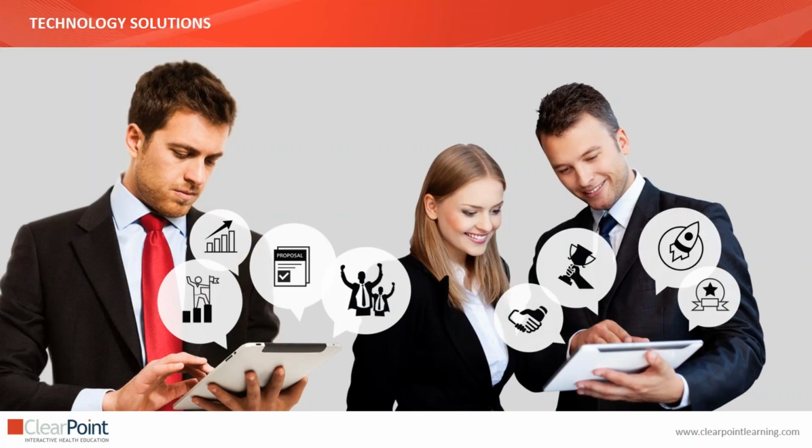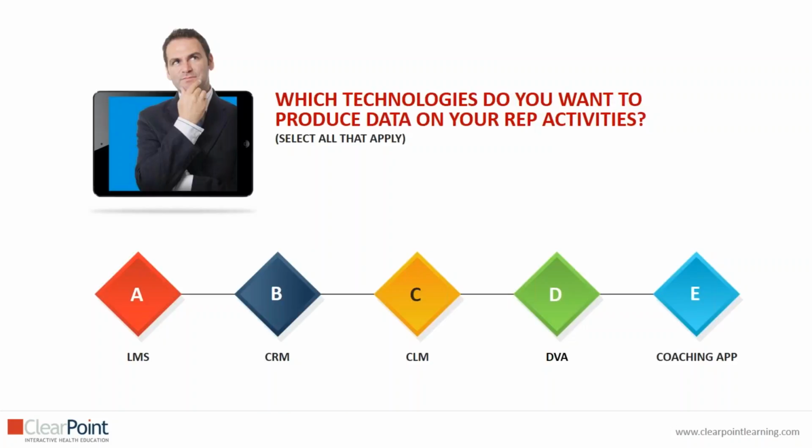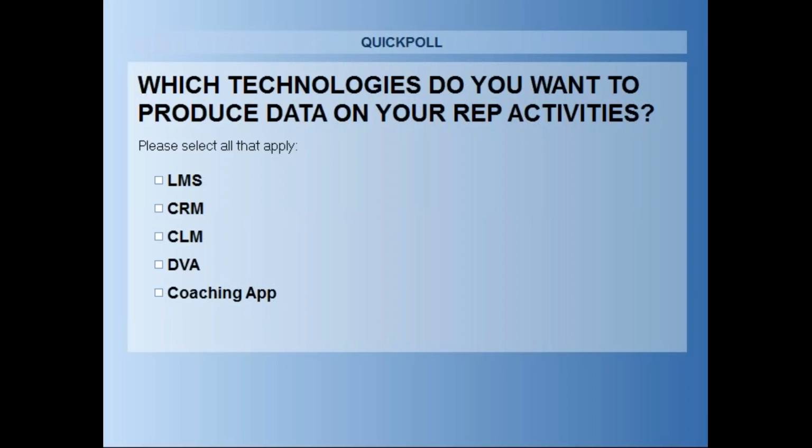So we're going to get right into an interactive piece of the program here, Tim. Let's get to our first poll, and I want to see if this initial hypothesis holds water with the rest of the audience. Which technologies do you want to produce data on your reps' activities? And really what we mean here is not just throughout a training journey, but when you get into their everyday life. The first option is the learning management system. We have some acronyms here, so we'll spell them out. CRM, customer relationship management. When we say CLM, maybe a closed-loop marketing application. DVA, a digital visual aid. Or there are certainly more and more digital coaching apps that are available on mobile technologies.